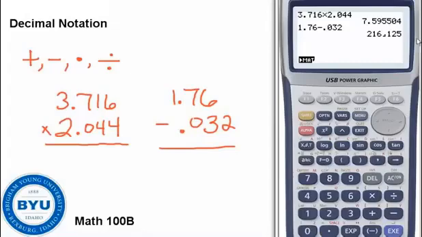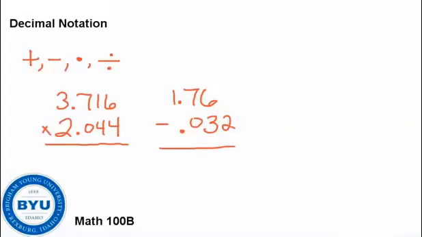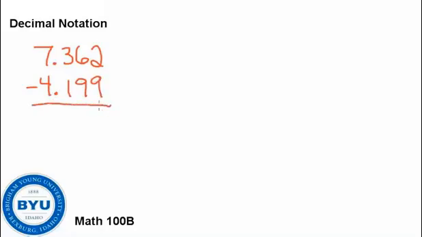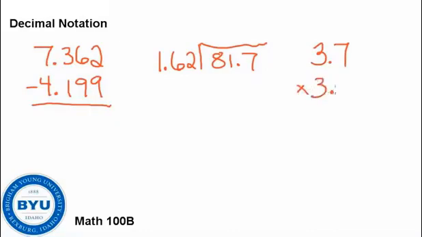Let's go ahead and give you guys, go ahead and take out your calculators. Let's give you 3 problems to work on. Take out your notebook and write these problems down, and then fire them up in your calculator. Let's see if you get the same answers as I did for these. So let's have you try this problem here: 7.362 minus 4.199. Let's have you try this problem here: 81.7 divided by 1.62. And let's try a multiplication problem, 3.7 times 3.7. So try those 3 problems. Pause the video right now, and you can resume it to see if you did them right.